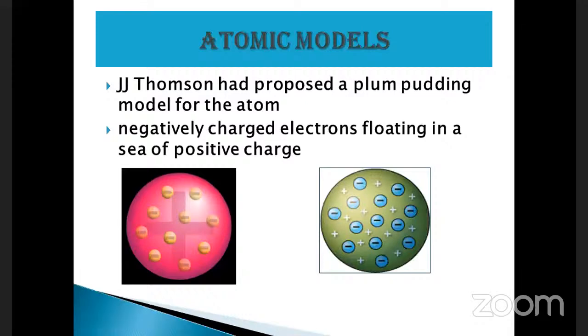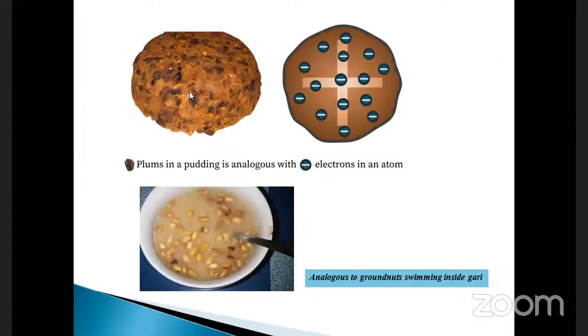This is what a pudding looks like. What you have on top here is a pudding. Now you get what they are saying. So the plums are inside. Those black things are the plums that are inside the pudding. But if you don't understand that, you should understand granules swimming inside gari. So let's say the granules are the electrons and the gari are the protons. That is his model. So that's what he postulated.